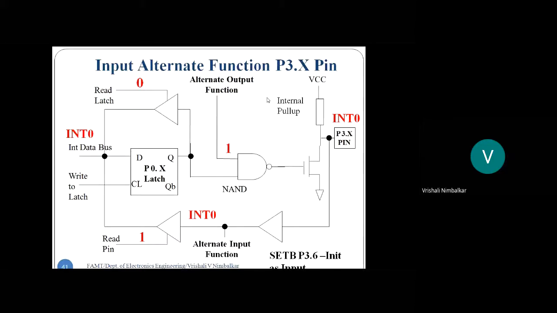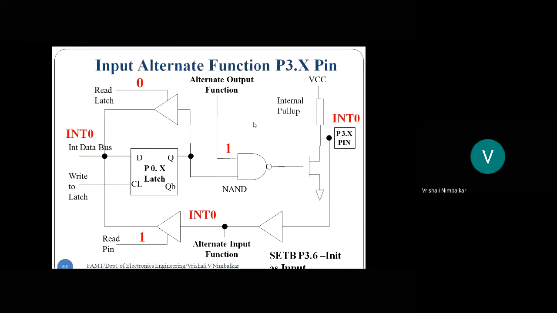Okay. So Port 3 has a dual function. By default, it acts as an IO port, or else it acts as the alternate functions: INT0, INT1 interrupt pins, timer pins T0, T1, serial communication pins TXD, RXD, right? And memory control signals RD bar, WR bar. So these are the 8 alternate functions which are associated with Port 3. Out of these functions, few are output functions and few are input functions.